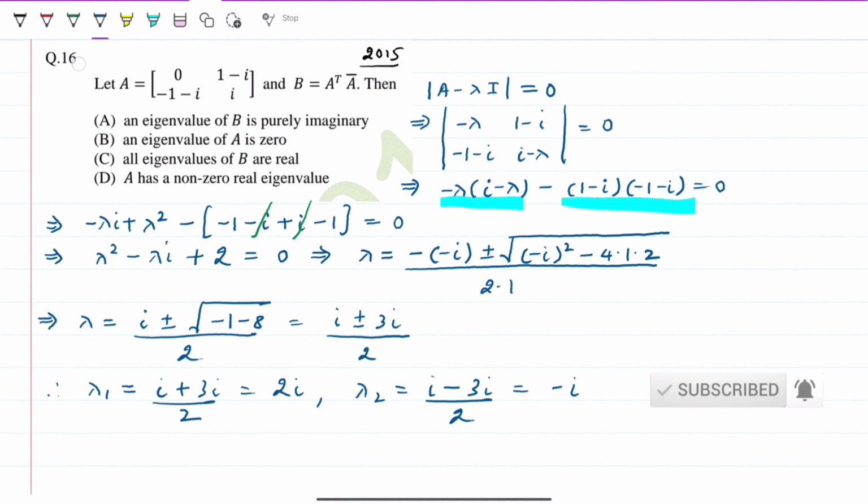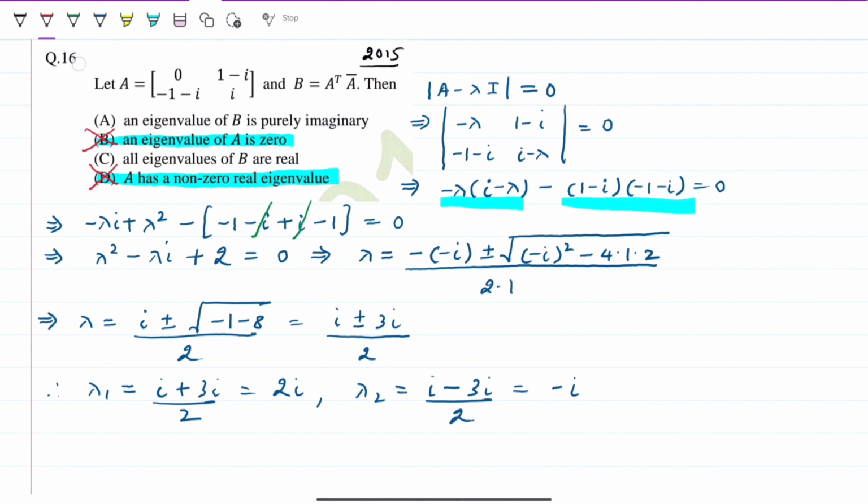Thus both the eigenvalues for A are complex. Now if we look at option B, an eigenvalue of A is 0, so this is an incorrect option. And if we look at option D, A has a non-zero but real eigenvalue, so this is also incorrect.